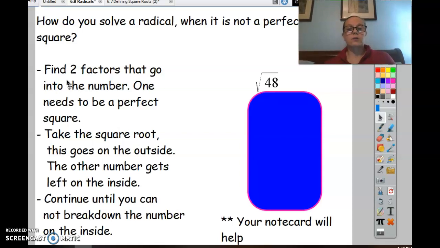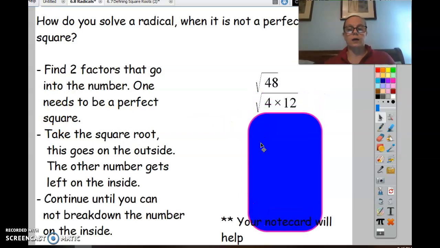The biggest thing you need to think about is which of those factors is a perfect square. And the helpful hint we always want to give you is you always want to try to look at the largest one. Okay? So if we have the square root of 48 and we want to break it down, a lot of times we always think of 4 times 12.